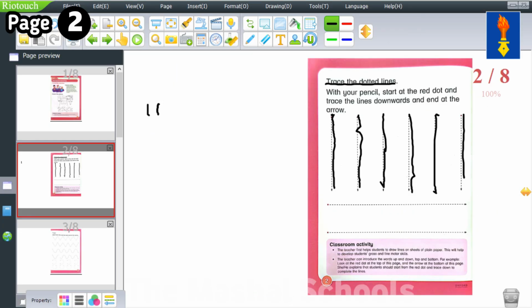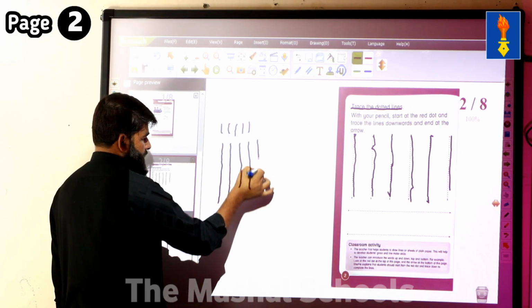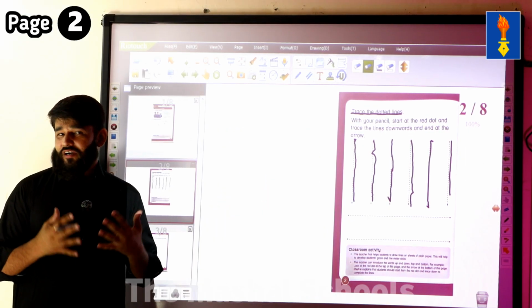For example, if you see this is a small line, it is easy to draw. But if there are long lines, then I need much more effort to draw this line, because there is more area getting covered. Okay, these were vertical lines.